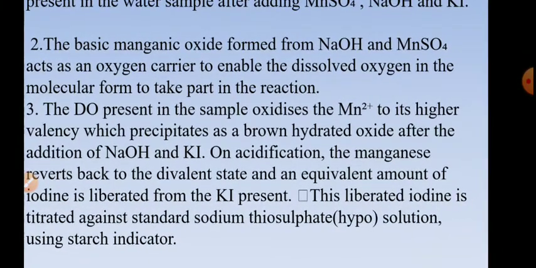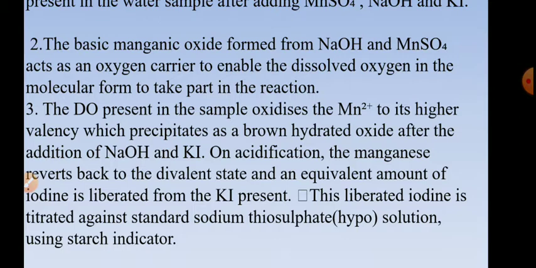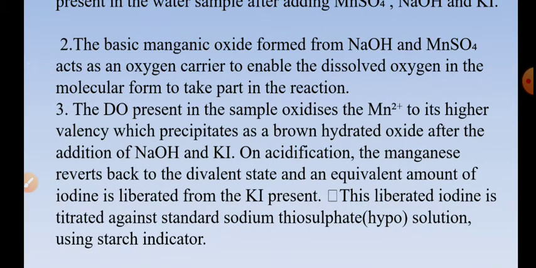The basic manganic oxide formed from NaOH and MnSO4 acts as an oxygen carrier to enable the dissolved oxygen in molecular form to take part in the reaction. The dissolved oxygen present in the sample oxidizes Mn2+. In the MnSO4 we add, the manganese is Mn2+. Mn2+ is shifted to higher valency by dissolved oxygen, which gets precipitated as brown hydrated oxide after addition of alkali azide, that means NaOH and KI.